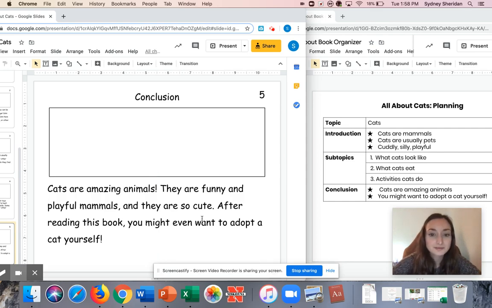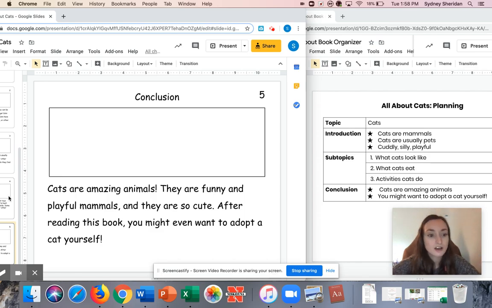Okay, so now my conclusion. I included that cats are amazing animals, like I said in my plan, and I also included that my reader might want to adopt a cat. And I made sure to write everything in full sentences with capital letters at the beginning and punctuation at the end of each sentence. And I added some more details, like the way we write as second graders, right?